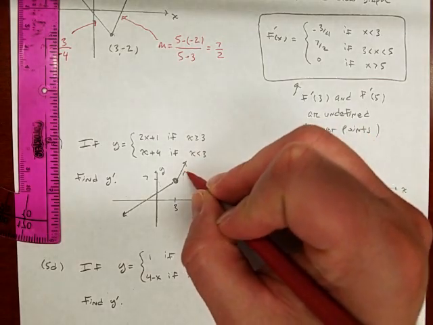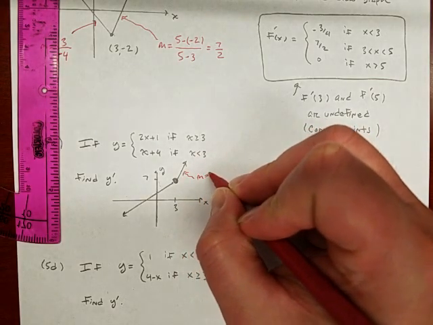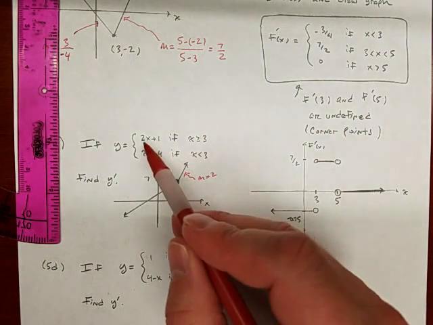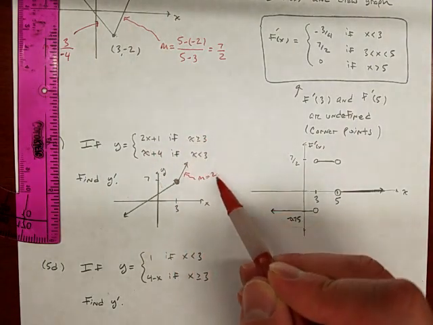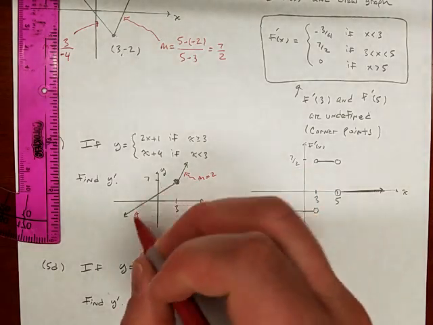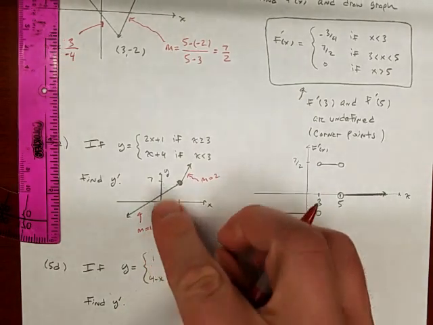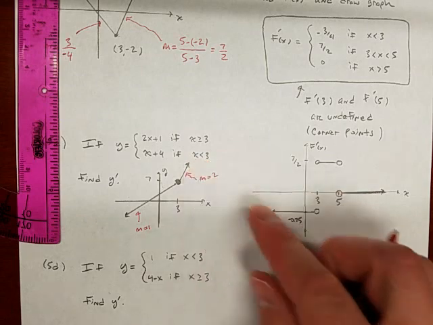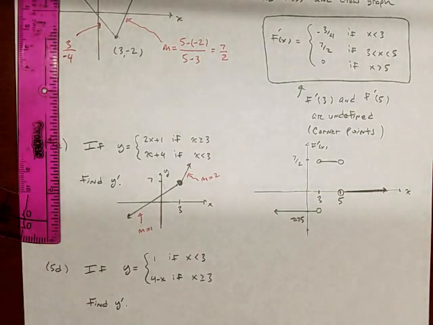What's the slope of that piece? Well, how did I draw that? That was the line 2x plus 1 from 3 onward. The slope is just 2. And what's the slope of this piece? Well, that's 1, because that's from x plus 4 if x is less than 3. Well, that's all you need.